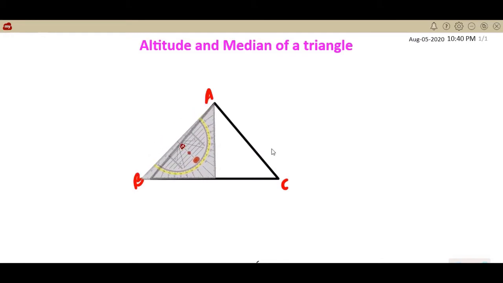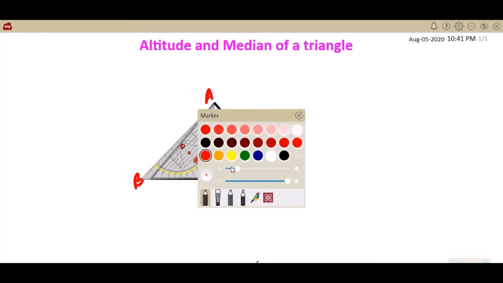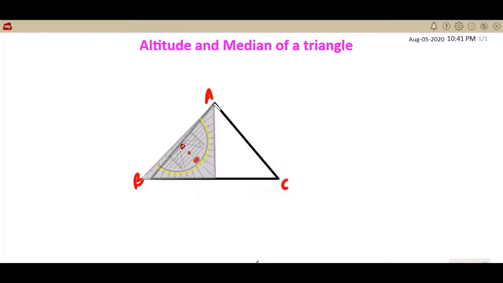Your geometry box is also having a set square like this, and draw a line segment connecting the opposite vertex and the side BC, and it will be perpendicular because we are drawing it with the help of a set square. So let me draw the perpendicular to the opposite vertex from BC. Okay, now I will be drawing it. Let me change the color and draw. This is one of the altitudes.